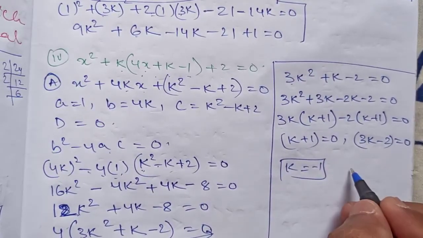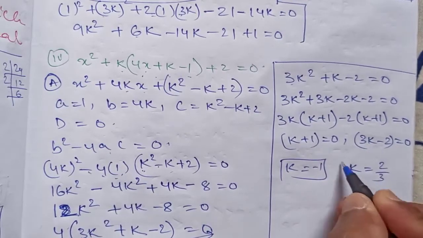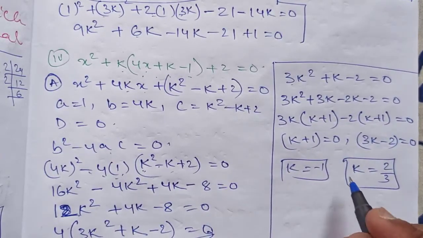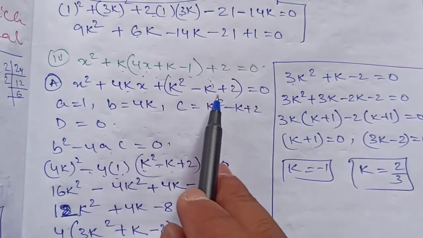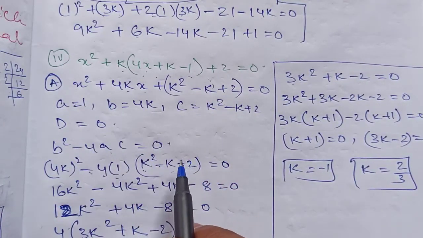Bring this term this side, k equals 2 divided by 3. So these are the two values of k from this equation. Always arrange the equation in the standard form, and only then try to solve the question. Okay, next, question number 3.